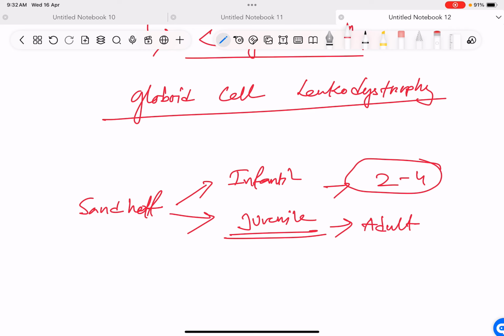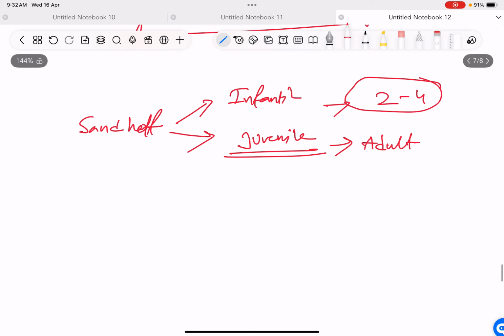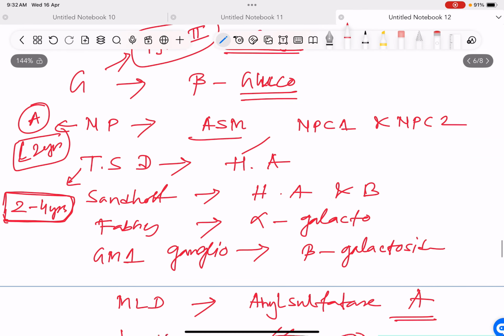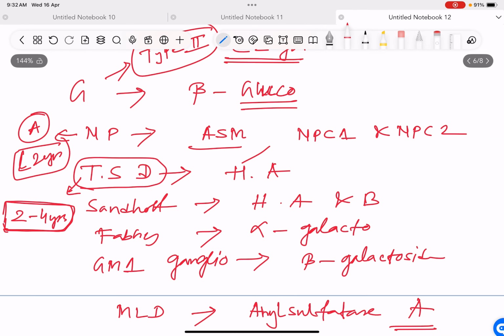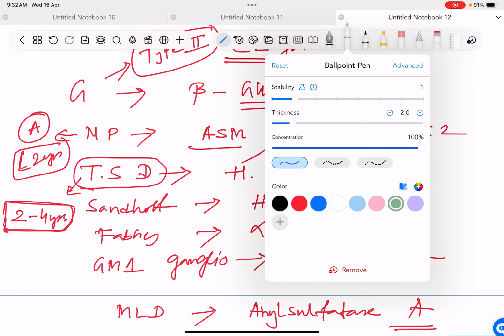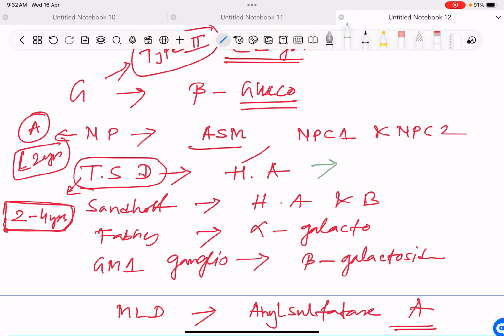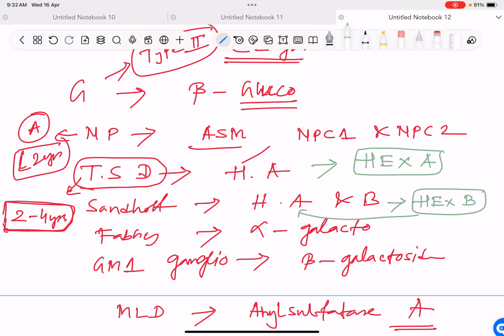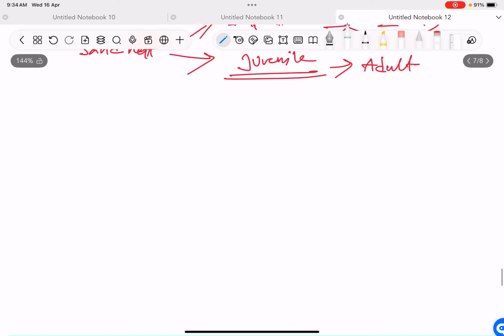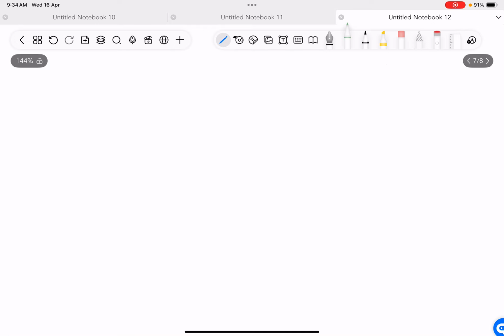So Sandhoff. Okay, the gene which is defective in Tay-Sachs disease is known as HEXA, which codes for only hexosaminidase A. But in Sandhoff the gene is HEXB, which codes for both A as well as B. Okay, so HEXA versus HEXB. HEXB is both. Now let me tell you some important information which is MCQ related.